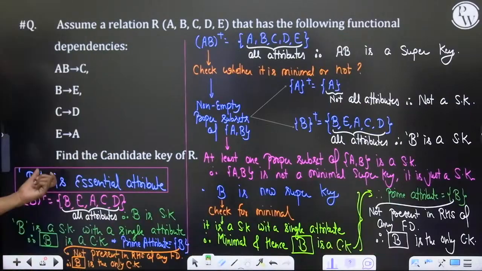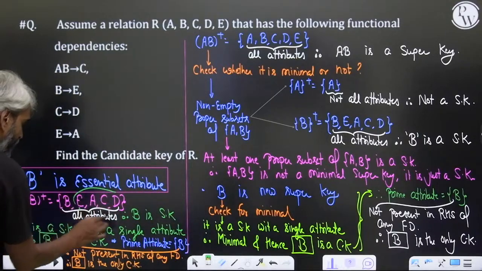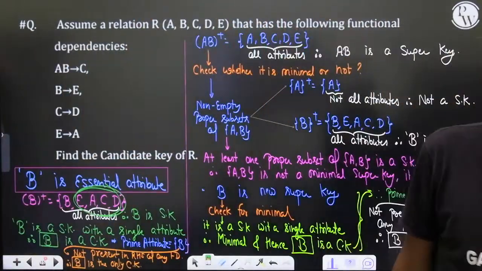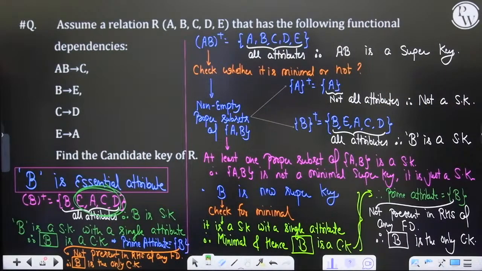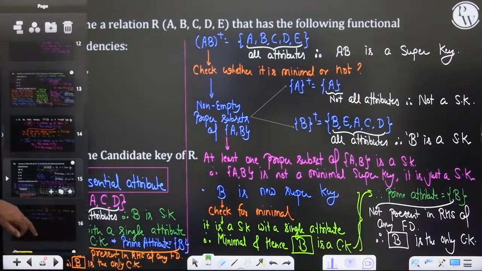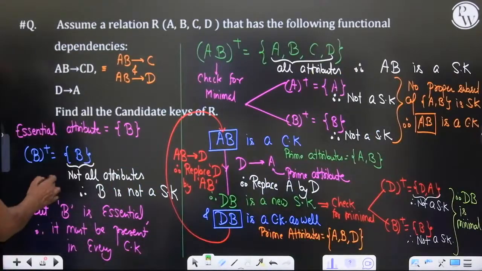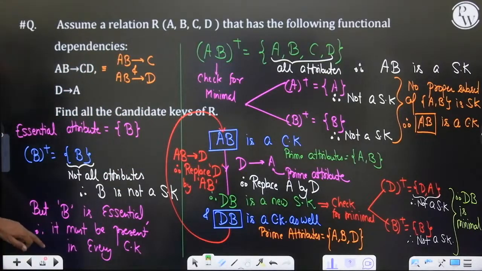Similarly, here B closure contains A, E, C, D. So A, E, C, D will not be required in any candidate key of the relation, because if any of them is present, then it is redundant, because it can actually be obtained from the essential attribute B. Okay. Here also, sir, B closure is B. So no other extra attribute is there, then any of the attributes may be present in the candidate key.